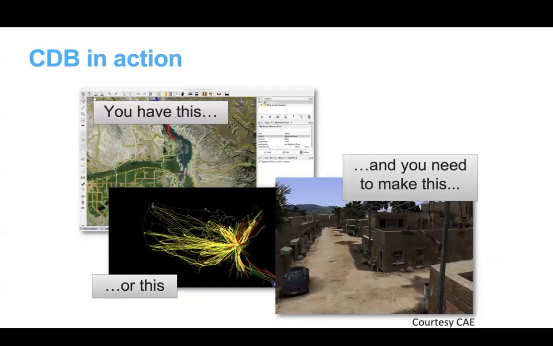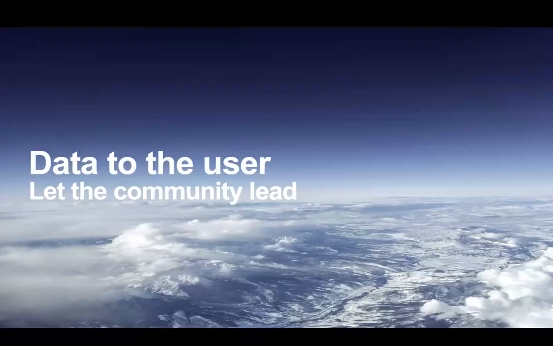So basically, you take your map data, some moving feature data, and you need to make a video game worthy representation of that real world. CDB you see in many, many flight simulators. So all the flight simulators built by CAE for Boeing, Airbus, and a few others use CDB as the engine for the real world. And then finally, we've got to get the data to the user.